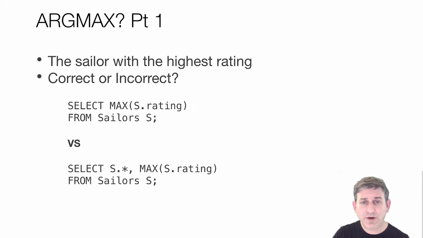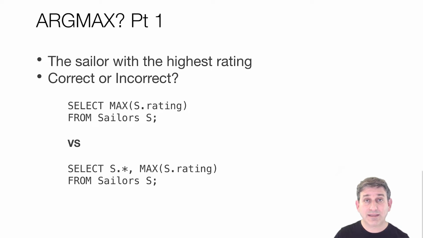So here I want the sailor with the highest rating. Let's look at these queries and see if they compute the argmax of the ratings. First query, select max of s.rating from sailors s. Is this the argmax? Well, look at the output columns. There's only one output column, and it's a rating. That rating doesn't tell us which sailor has the highest rating. It just tells us what the highest rating is. So this first query here is not the argmax.